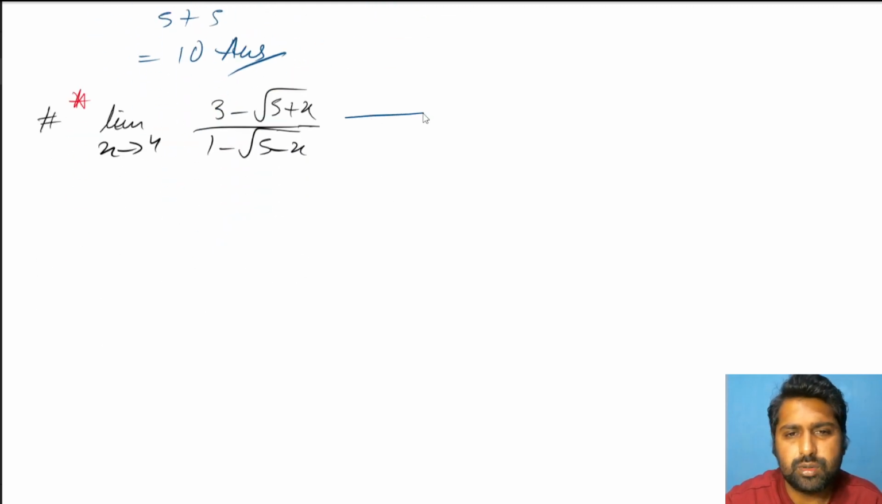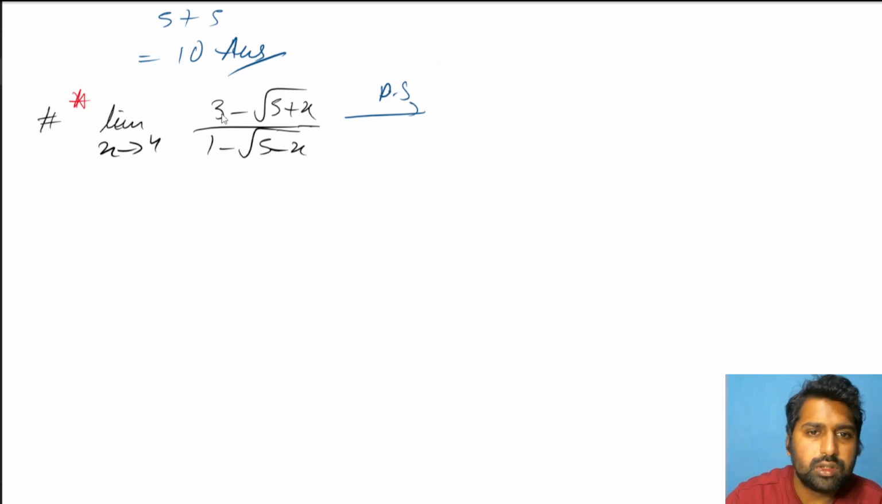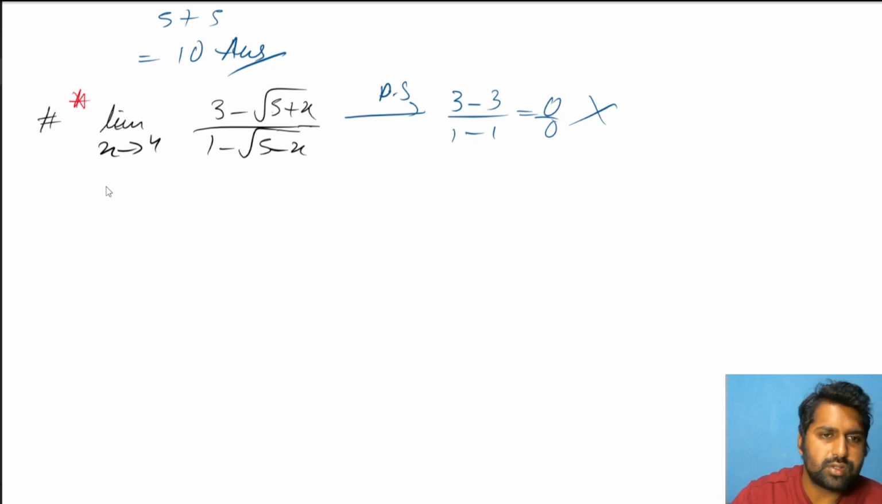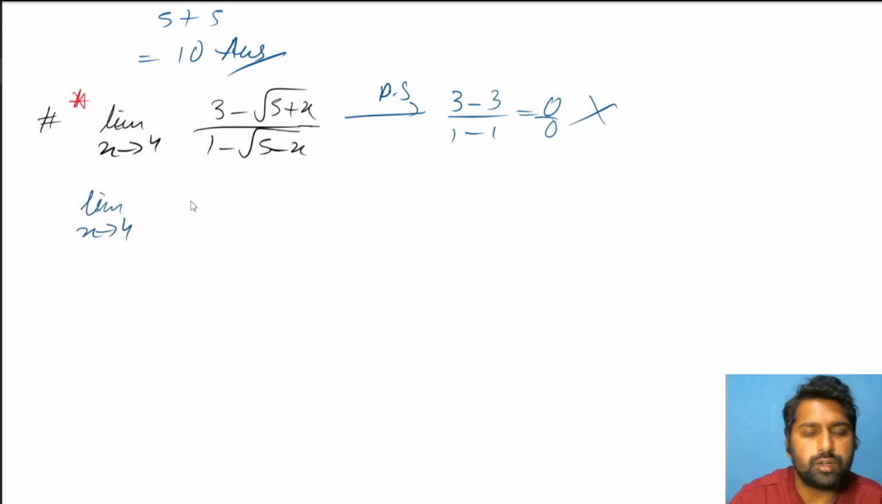Before even doing that, let's check whether direct substitution is working or not, which it will not. The numerator becomes 3 minus square root of 5 plus 4, 9, square root of 9 is 3, upon 1 minus square root of 5 minus 4, 1, so 1 minus 1, it is coming 0 by 0. So yes, it is failing. So now we have to rationalize both numerator and denominator. How can we do that simultaneously? We will not do that. We'll do one at a time.